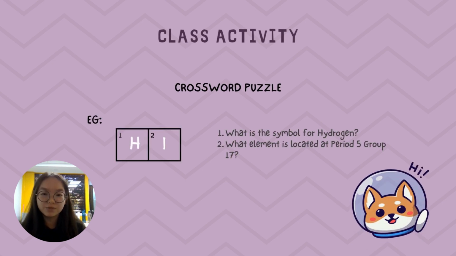Alright, so now I will proceed with the class activity, which is the crossword puzzle, as the question shows in front of you. We will complete the crossword puzzle with the clues given. For question 1, what is the symbol for hydrogen? As you all know, the symbol for hydrogen is H. So the answer for the first one will be H. And then the second question, what element is located at period 5, group 17? According to the periodic table, the element located at period 5 and group 17 is iodine. So the symbol for iodine is I. So the answer for this crossword puzzle is Hi.